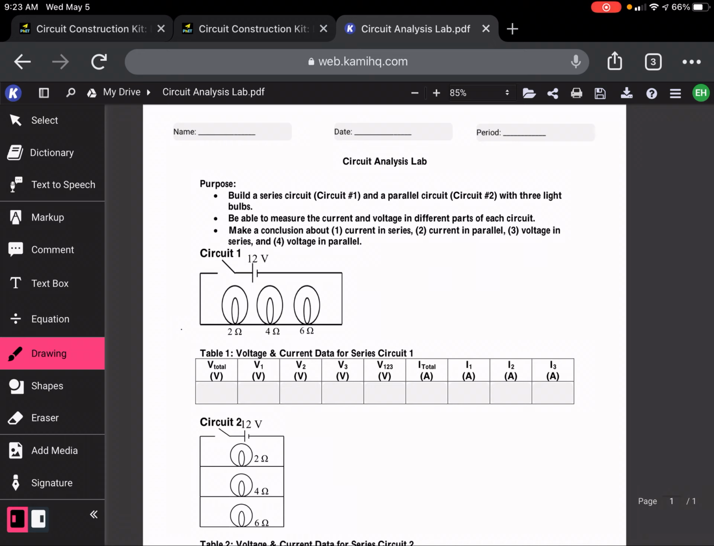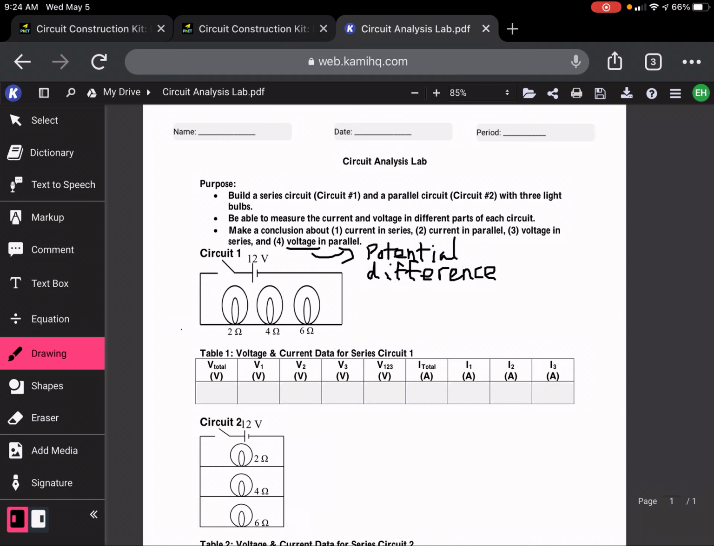We're going to be measuring current and voltage in different parts of the circuit, and we're going to be making conclusions about current in a series circuit, current in a parallel circuit, voltage in a series circuit, and voltage in a parallel circuit. Remember, when we talk about voltage, that is also the same as potential difference. So you might hear me go back and forth between those two terms. Okay, so let me show you what I've constructed already.